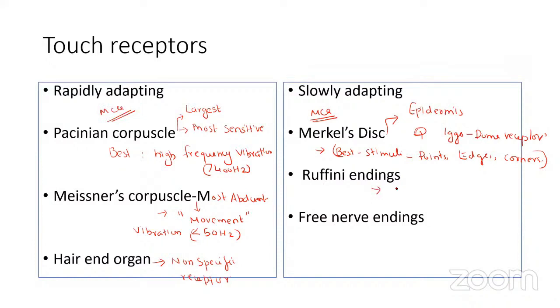Ruffini endings respond to stretch of the skin, and can identify the shape and size of a handheld object. Free nerve endings are actually receptors for itch and tickle. These are the important points regarding touch receptors.